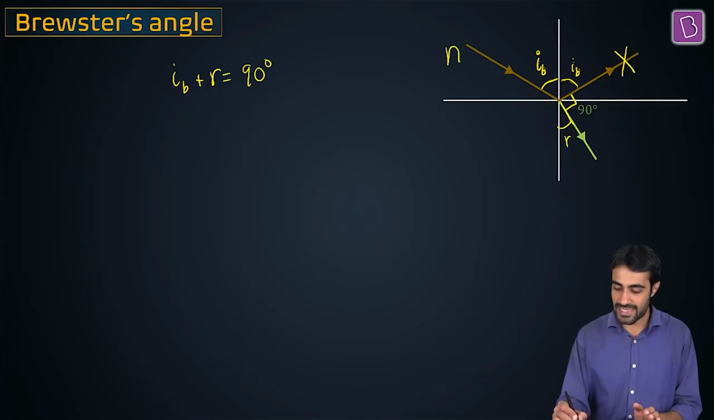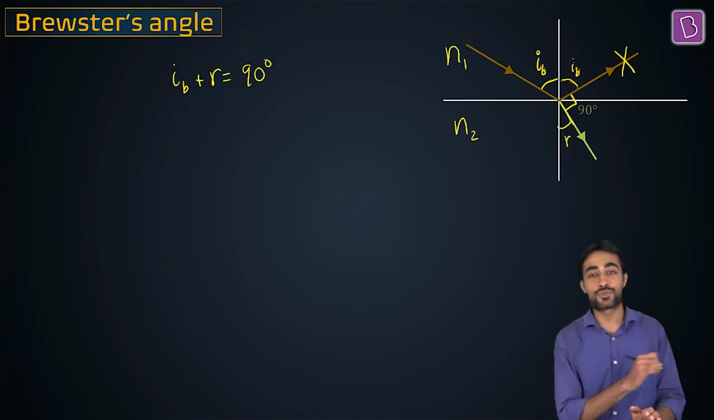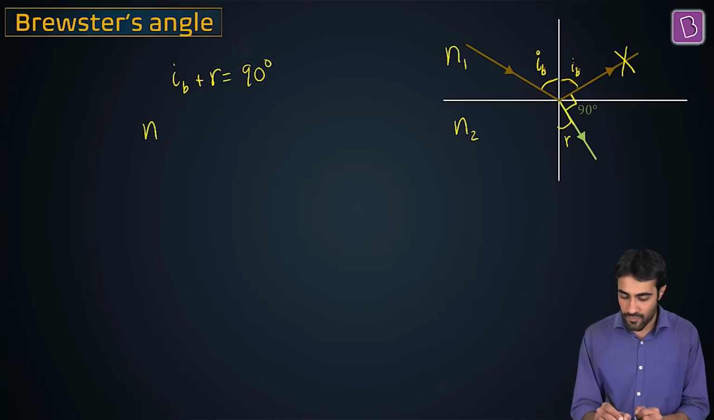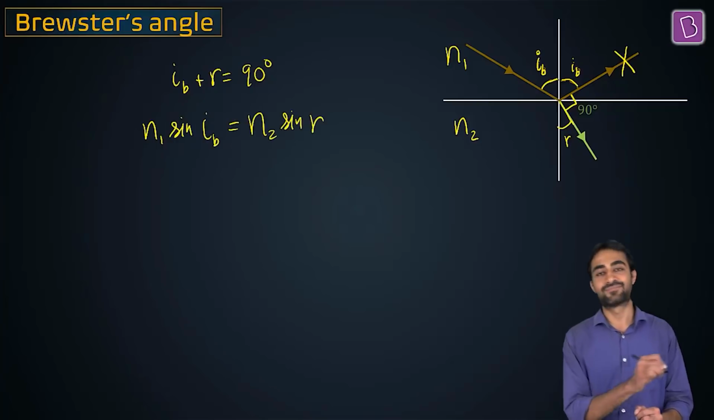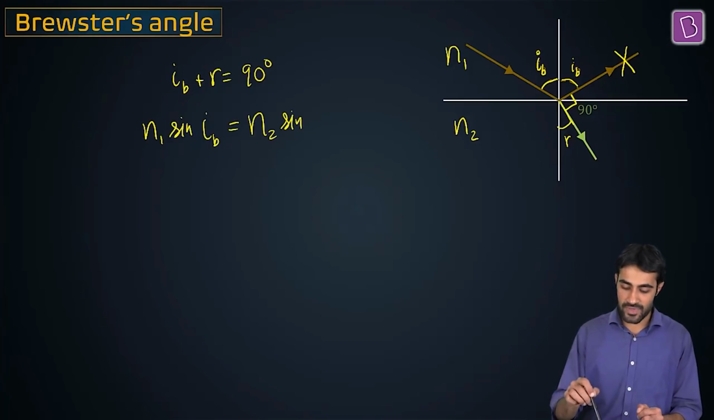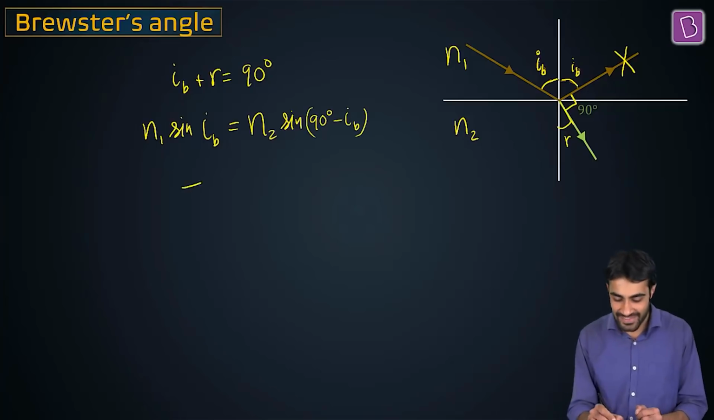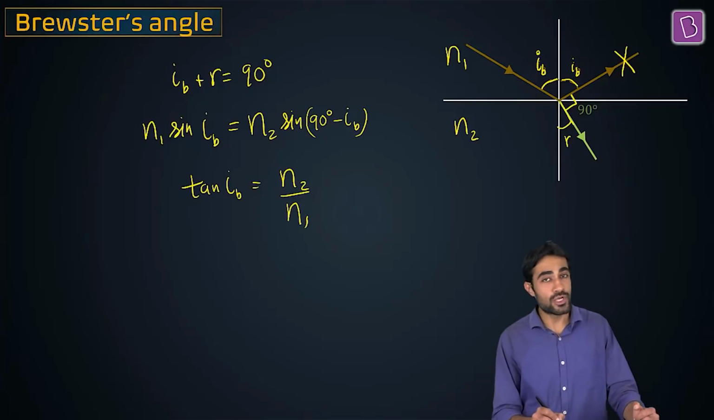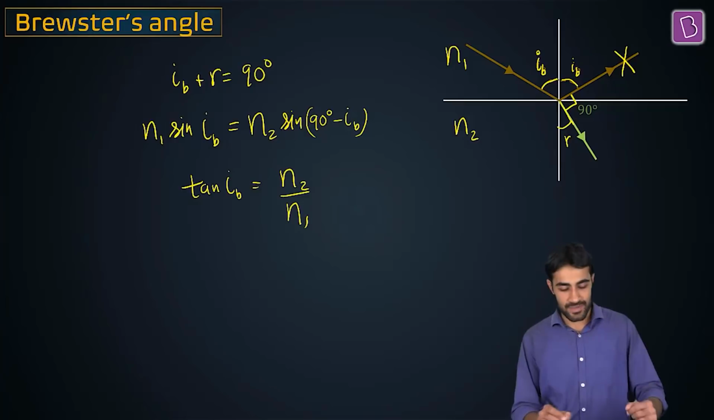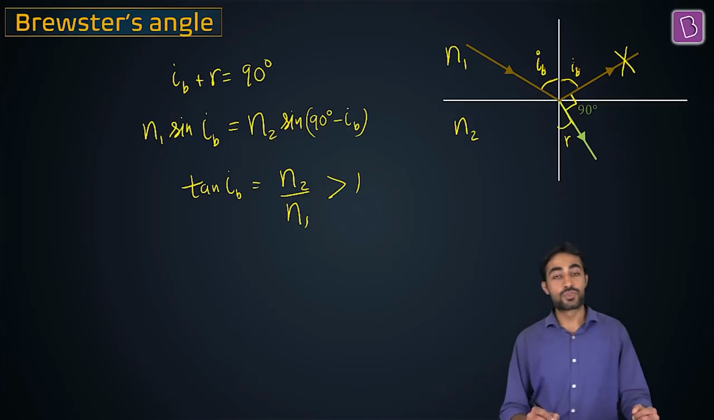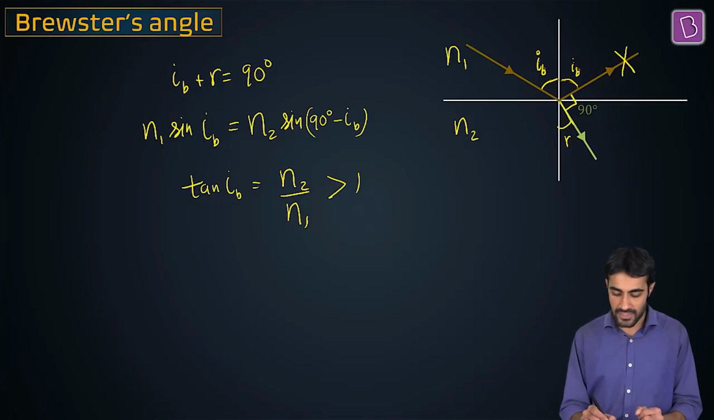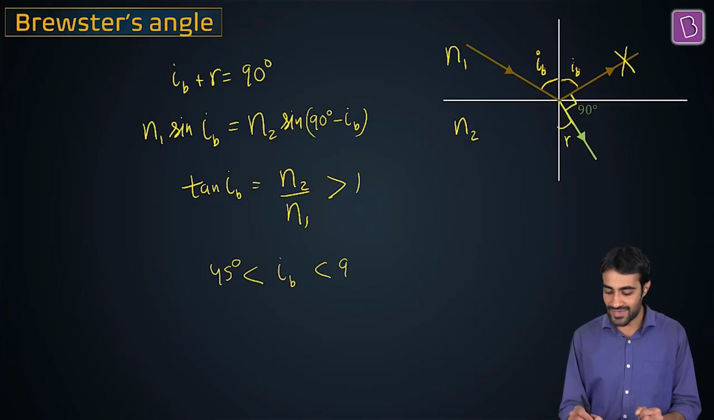We can also see from Snell's law, if we take the refractive indexes to be N1 and N2, we have N1 sine of IB is equal to N2 sine of R. From these two equations, we can place the value of R as 90 degrees minus IB, and we get tan of IB is equal to N2 by N1. Now, in our question, light was going from rarer to denser medium. Therefore, N2 is greater than N1. So we have tan of IB greater than 1, and for this we have the range of IB from 45 degrees to 90 degrees.